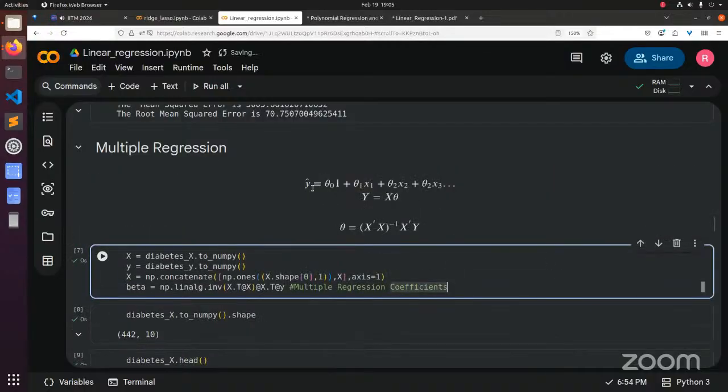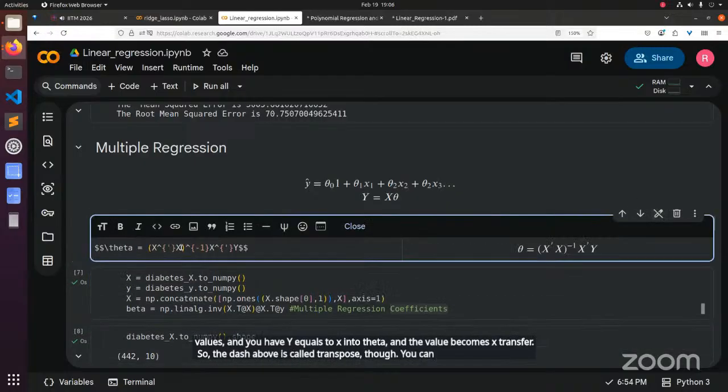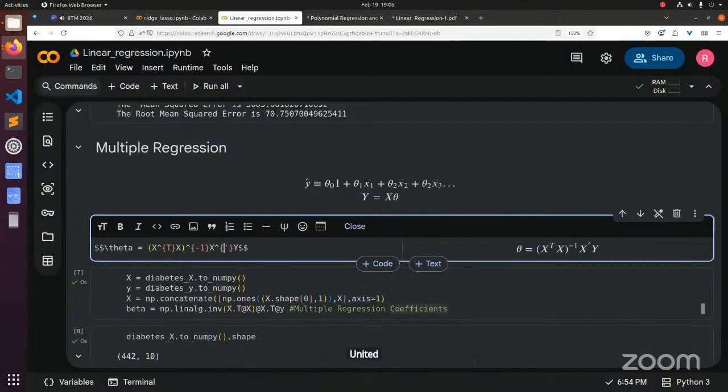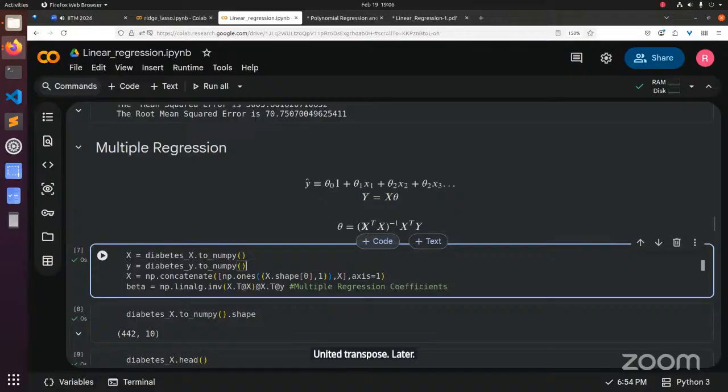So the predicted y is equal to theta naught into 1 for each of these values, and you have y equals x into theta, and the value becomes x transpose x inverse into x transpose y. The dash above is called transpose; you can write transpose too. So let's write this equation. We know this value.